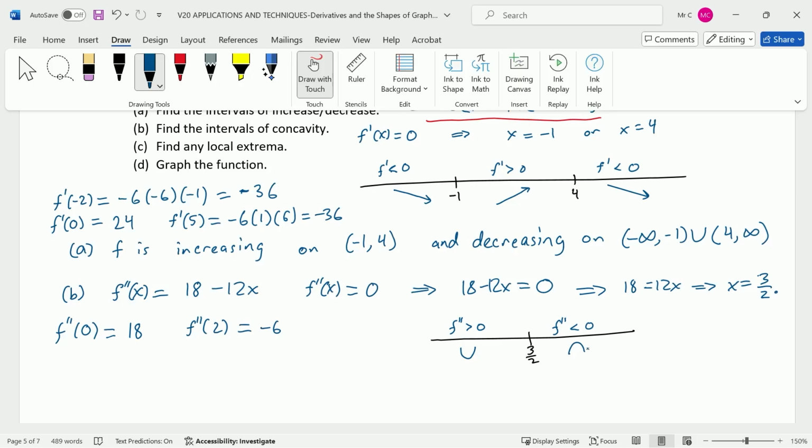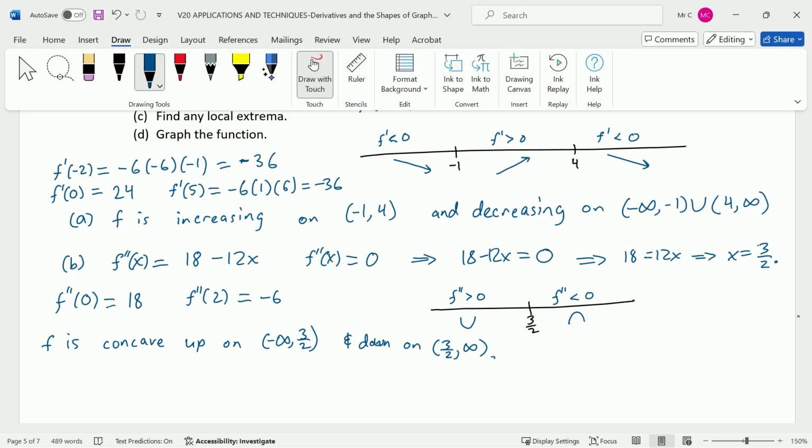Okay, so let's write that properly. f is concave up on the interval from negative infinity to 3/2, and concave down on the interval from 3/2 to infinity.